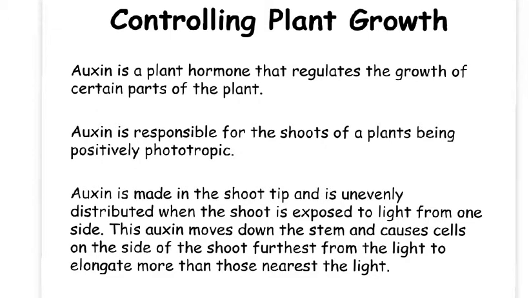Auxin is a plant hormone that regulates the growth of certain parts of the plant. It is responsible for the shoots of a plant being positively phototropic. But how exactly does this work?